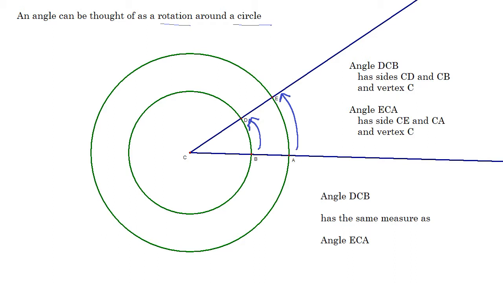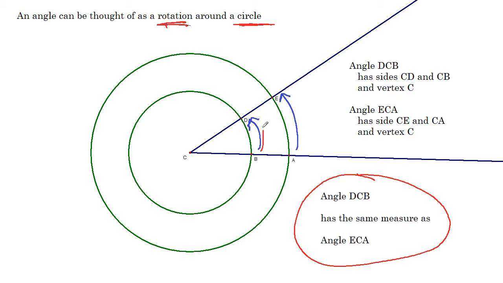But the thing I really want to emphasize here, and I'll circle this in red, is that these two angles we're talking about, angle DCB and angle ECA, have the same measure. I don't know what that is here. I could estimate it, I'd say it looks like maybe 40, 45, 50 degrees, something like that. But they have the same measure, even though going from B to D is shorter than going from A to E. That's talking about distance, when we talk about, again, the rotation around the circle.